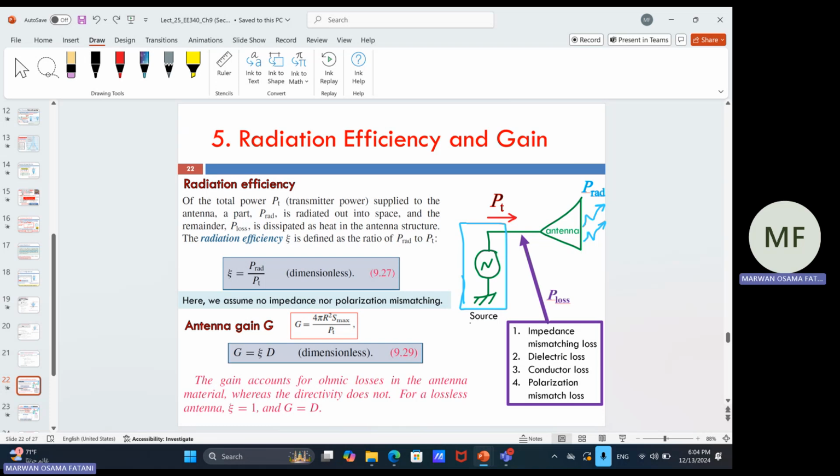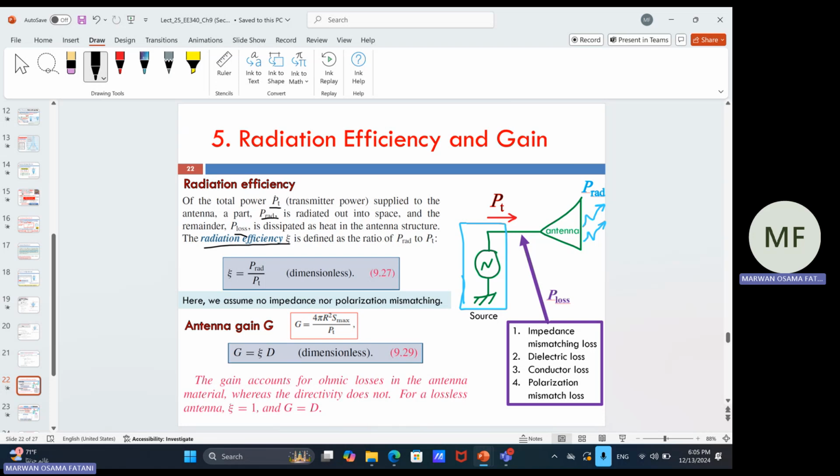Now, radiation efficiency again. Radiation efficiency, according to the book, is the total power transmitted, which is the power supplied to the antenna. We have a couple of important parameters here that we need to look at: PT, PRAD, P loss, and our radiation efficiency. So the radiation efficiency, in simple words, is the fraction of power supplied to the antenna that is actually being radiated.